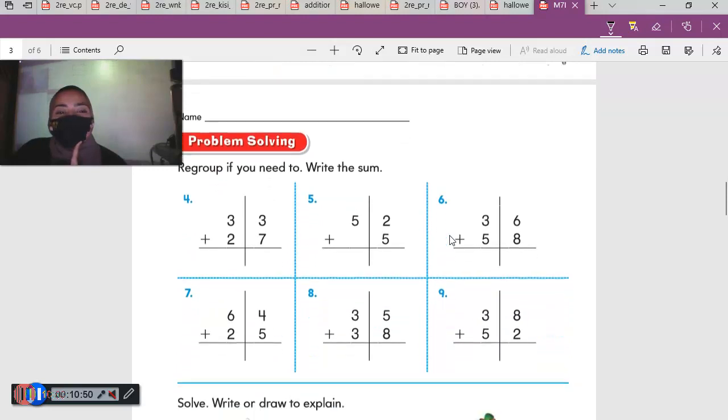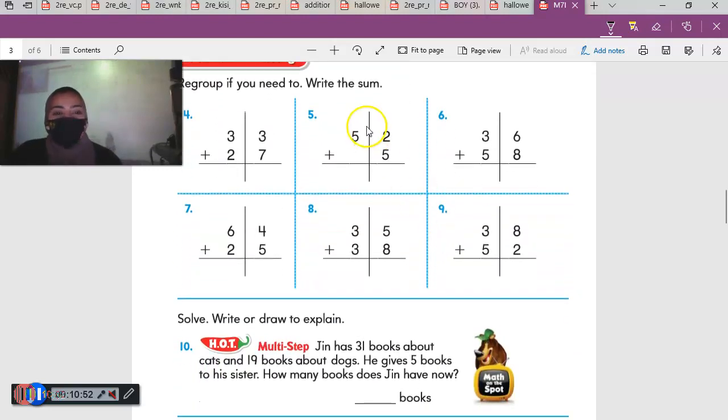Okay, so now what I want you to do here for number 4 through 9, I'm going to give you a chance to do these on your own. You are going to write the O for ones and the T for tens in all of them. So make sure you write that so you don't get confused.